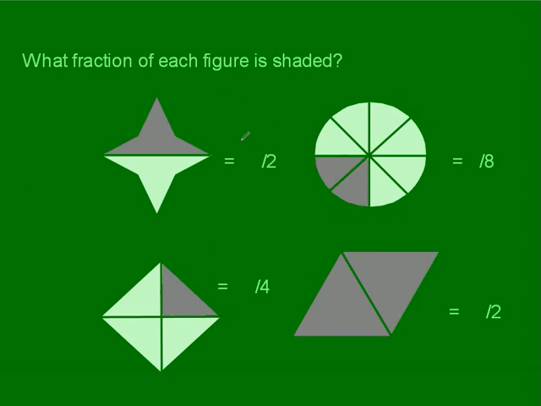Okay, which fraction of each figure is shaded? Well, we have 1/2. This is 2/8, but reduced can be 1/4. We have 1/4 here. And these are 2/2, which equal to 1. These are your parts of your entire whole.